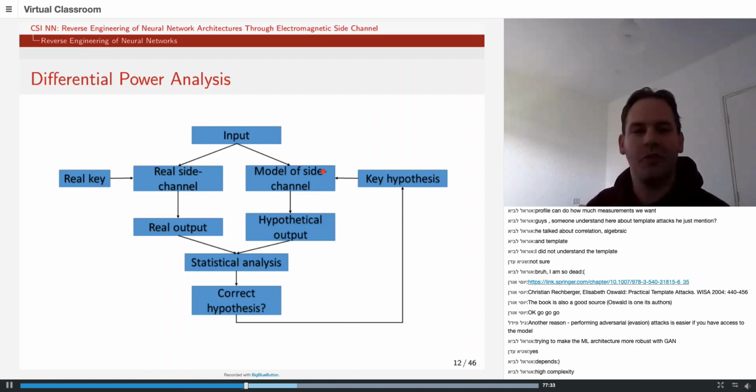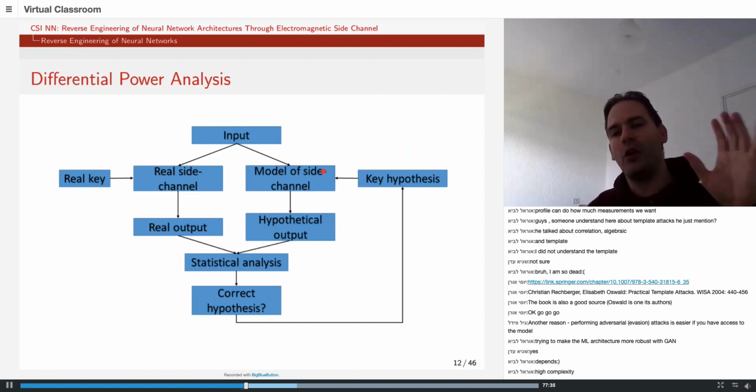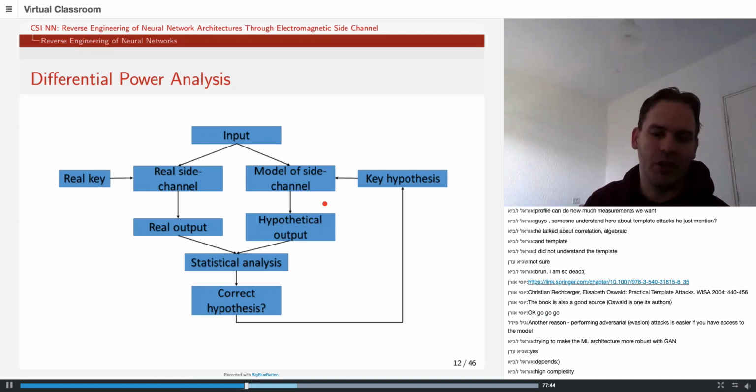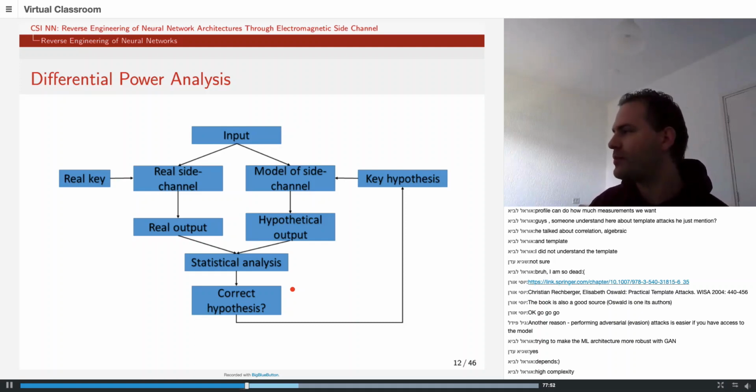You would do some kind of statistical analysis comparing the real measurements and your hypothesis. You would repeat that for all possible key hypotheses, and then you would take the most likely key hypothesis, the one with the best value, as the correct one.